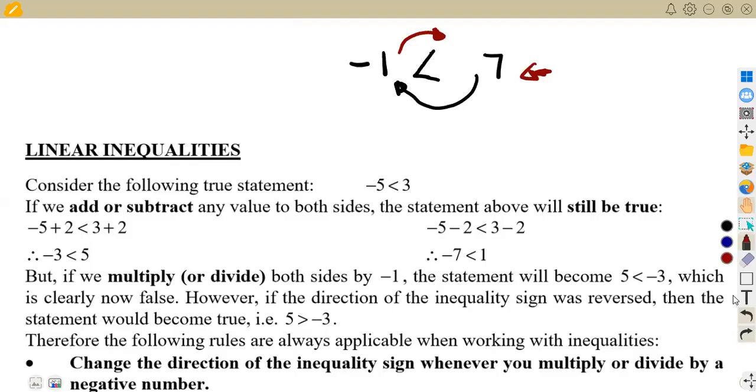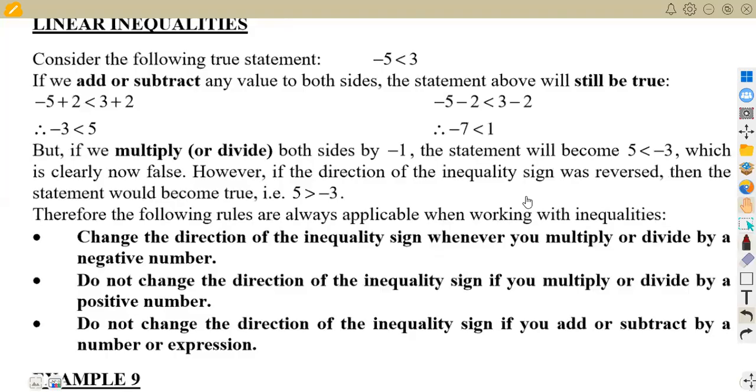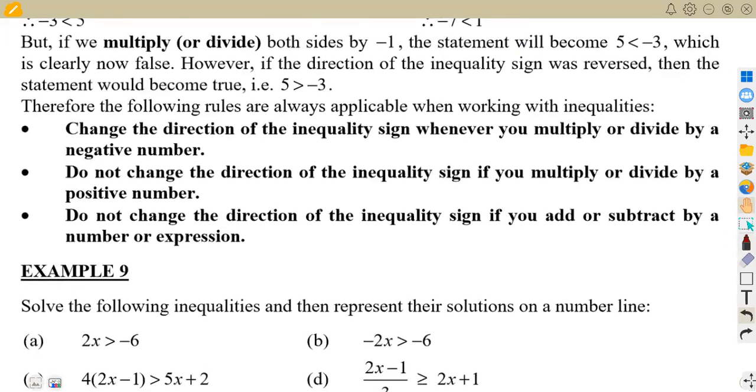Just like I said, they operate the same way as equations. The only difference, which we are going to notice as we are solving equations, is that whenever you multiply or divide by a negative, you change the direction of the inequality sign. That is the only part that can make an inequality differ from an equation. I shall explain that one in our examples.